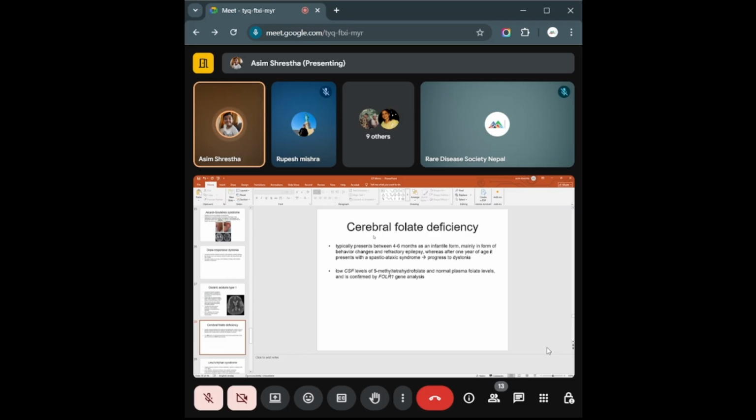We have to go to the pathway. So the level of MTHF usually is low in CSF, whereas there are normal plasma folate levels. And if we go for NGS, it can detect the FOLR1 gene, which may be positive.